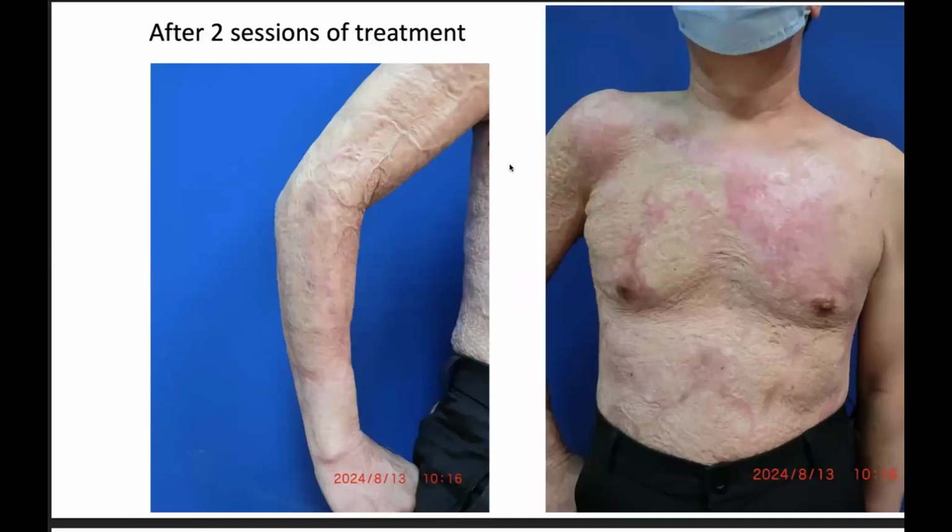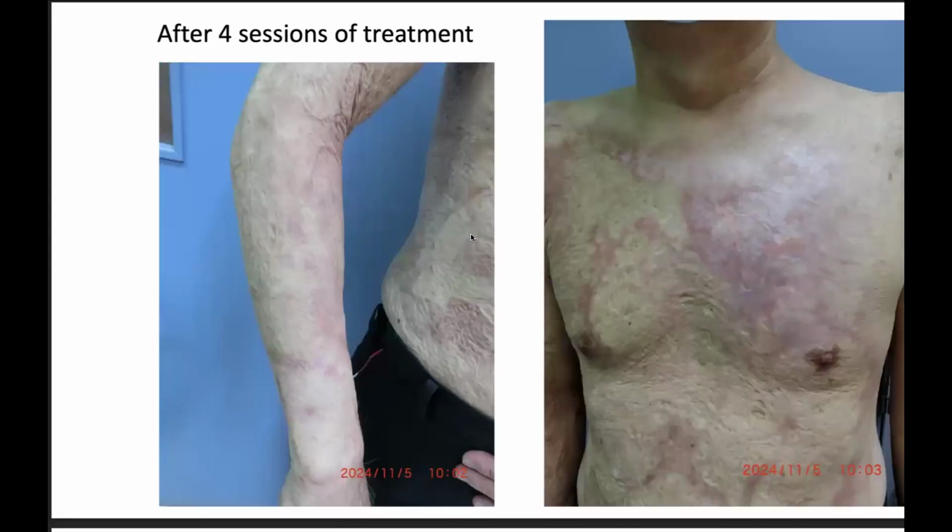So this is the photo after 2 sessions of treatment. The scar over the right forearm becomes smoother compared to the left chest burn scar. The next slide, please. Next. This photo shows 4 sessions of treatment. We can see the right forearm and the left chest.